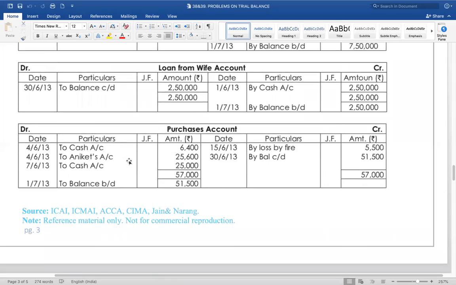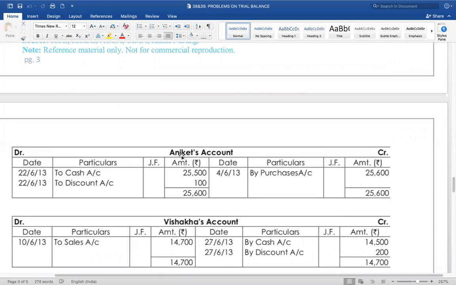Okay, let's come to Aniket's account, debit and credit. Aniket's account is debited to cash 25,500. You paid, okay, and Aniket's account is also debited to discount. You allowed him a discount of 100, right? And by purchase account 25,600.